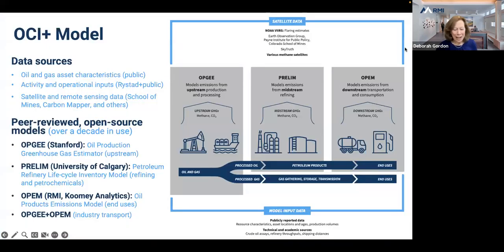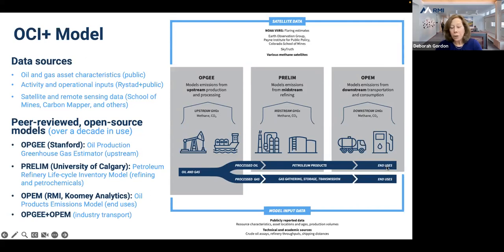So as far as the OCI Plus goes, this is a model that quantifies and compares greenhouse gas life cycle emissions from the oil and gas sector. This spans from production, the upstream portion of the sector, to refining and processing, transportation and storage, and end uses.